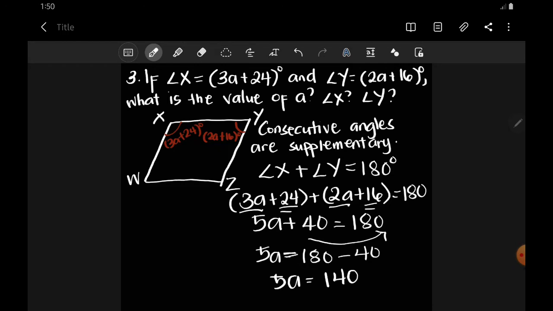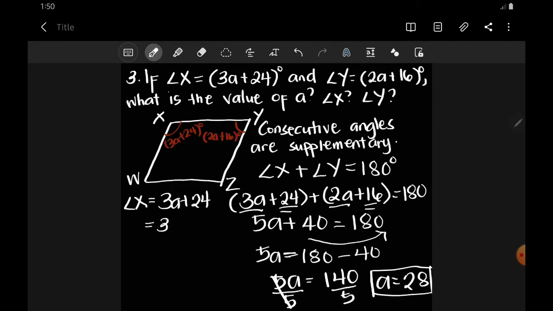So for us to eliminate 5 on 5A, we need to divide both sides by 5. Cancel it out. So 140 divided by 5, that would be A equals 28. Okay, so the value of A is 28. Now, for us to get the value of X, of course, we need to substitute the value of A. So again, angle X is 3A plus 24.